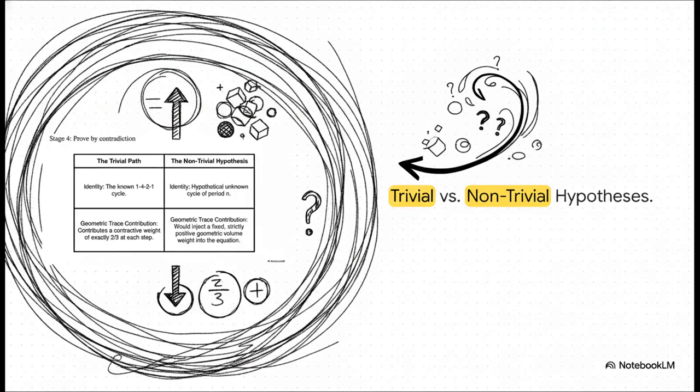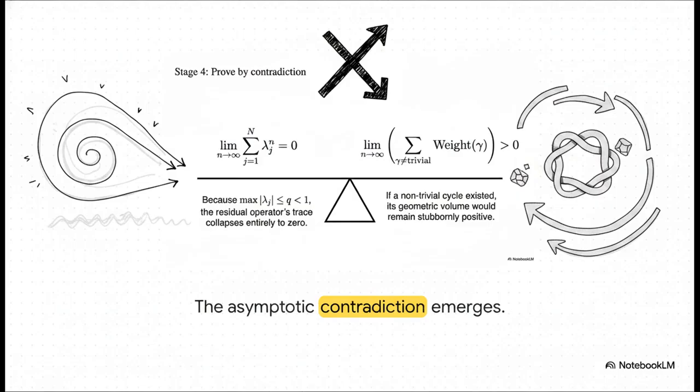But here is the non-trivial hypothesis. If some unknown rogue cycle of period n actually existed out there in the chaos, it would be mathematically forced to inject a fixed, strictly positive geometric volume weight into the equation. But watch what happens to our scales as we take the limit as the trajectory length approaches infinity.